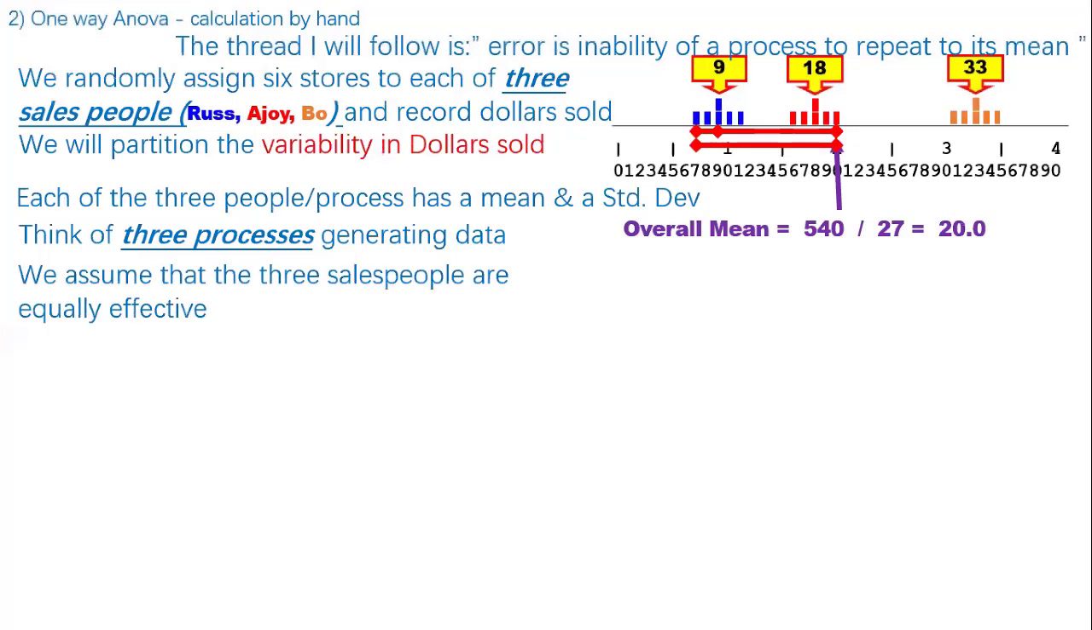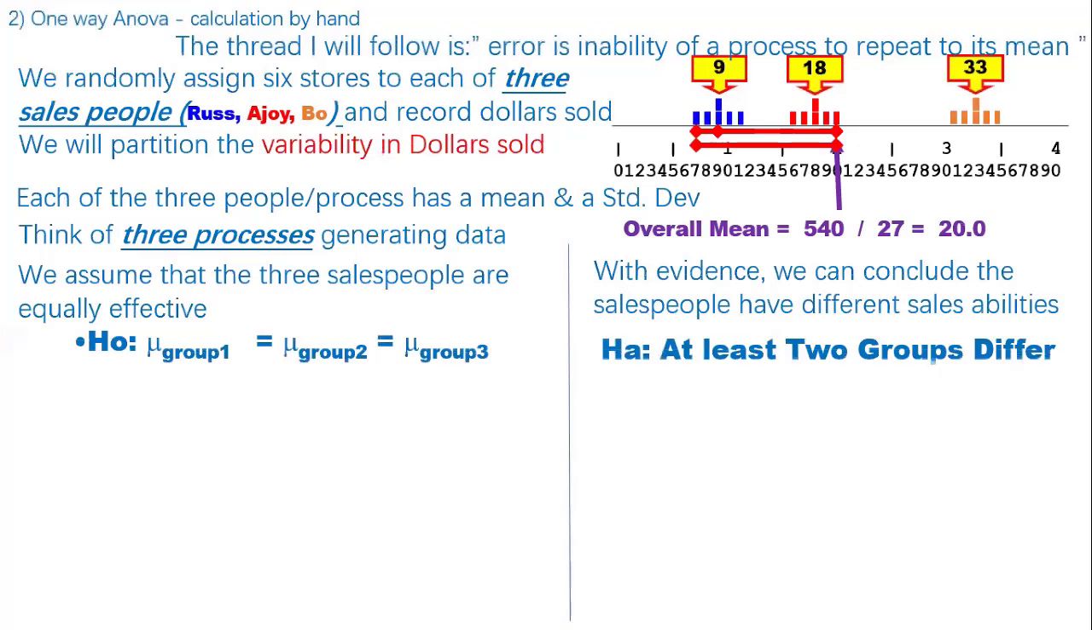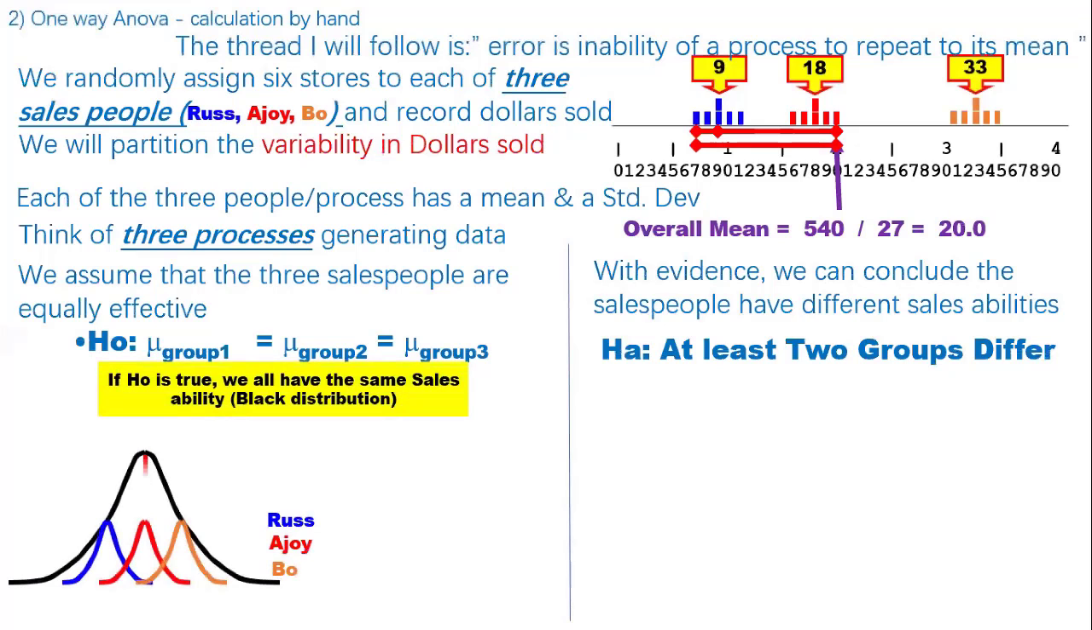We assume that the 3 salespeople are equally effective. With evidence, we can conclude the salespeople have different sales abilities. This is our hypothesis and assumption. H0: mean of group 1 equals mean of group 2 equals mean of group 3. HA: at least 2 groups differ. If H0 is true, we all have the same sales ability.